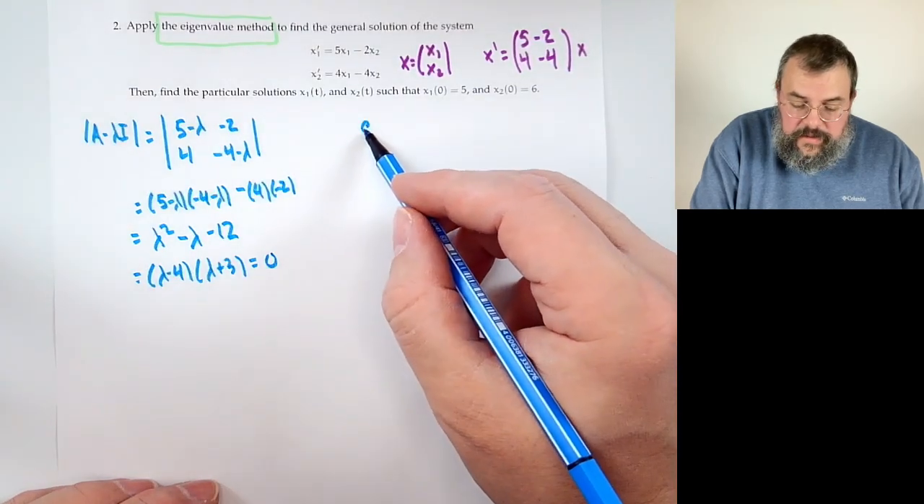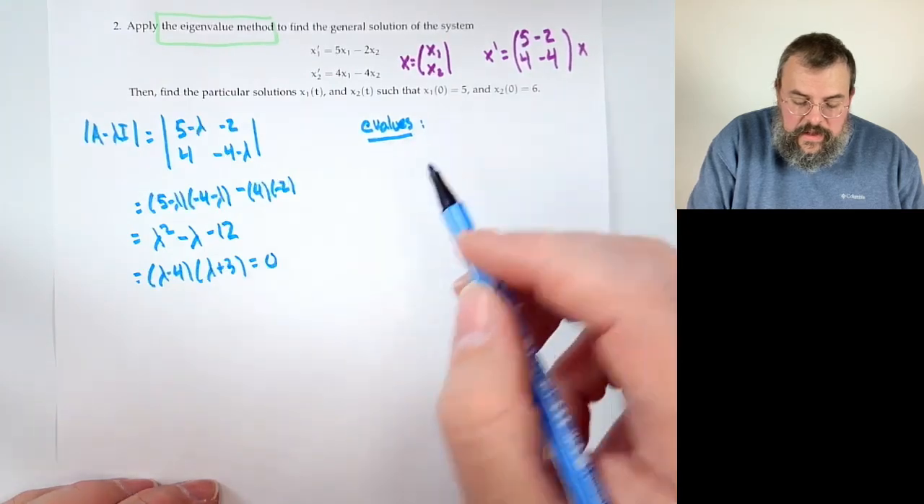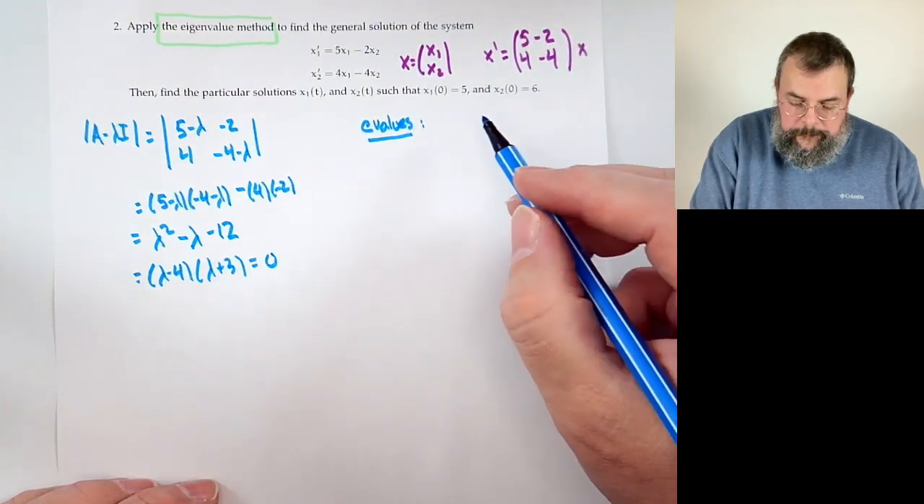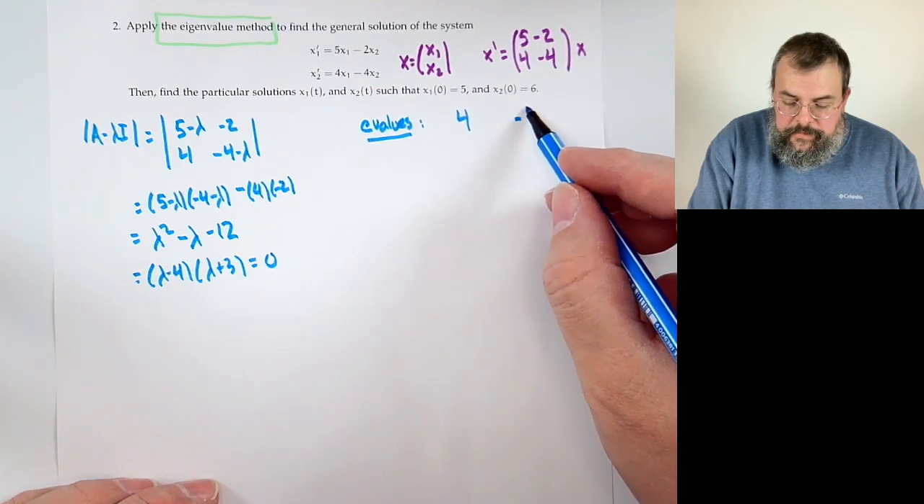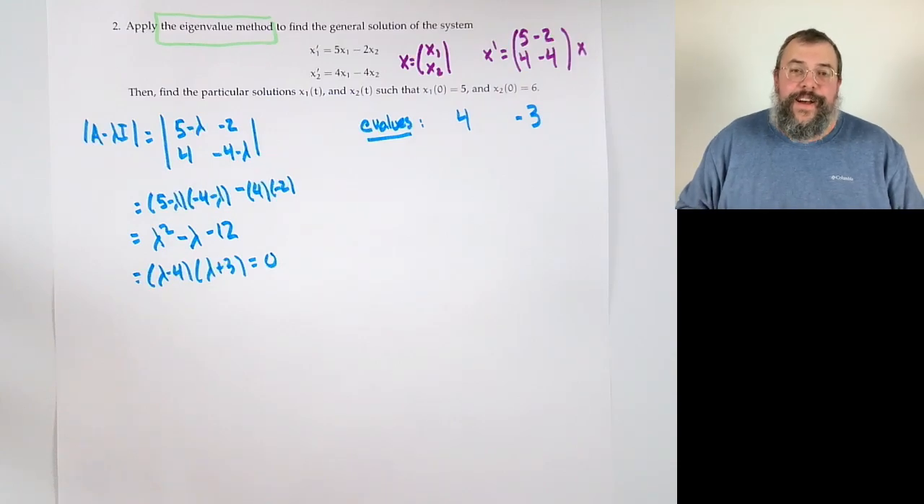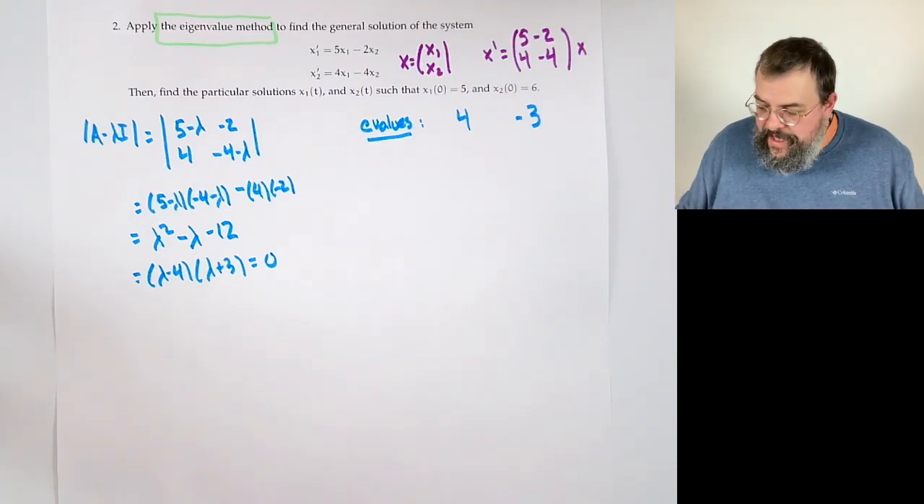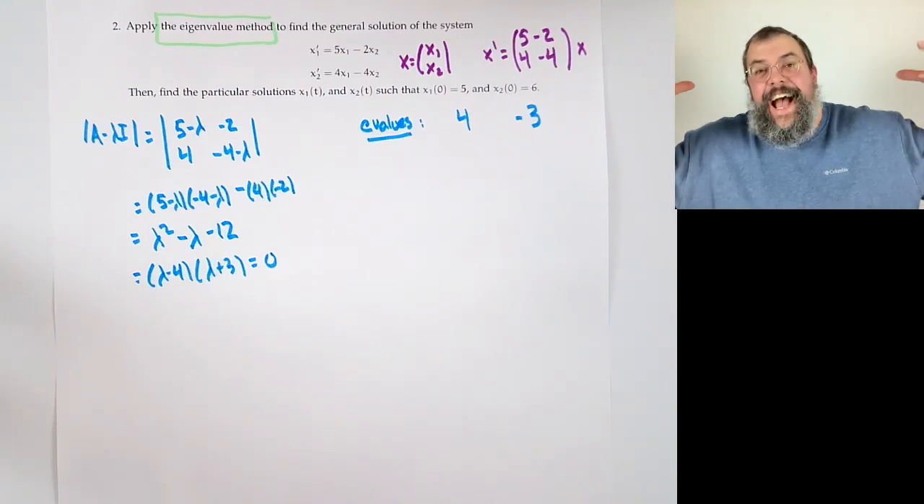And now we're able to say, hey, we can talk about our eigenvalues. Namely, 4 and negative 3. All right, success. We found the eigenvalues. And you might be thinking, hey, it's called the eigenvalue method. So we're basically done, right?